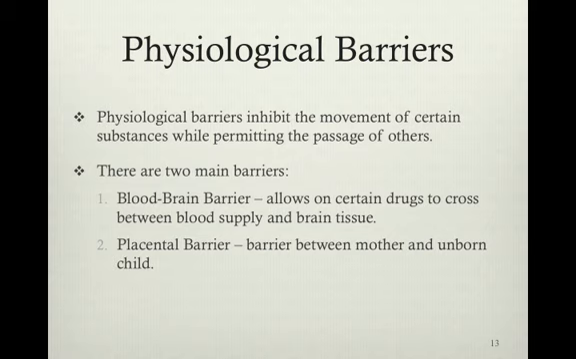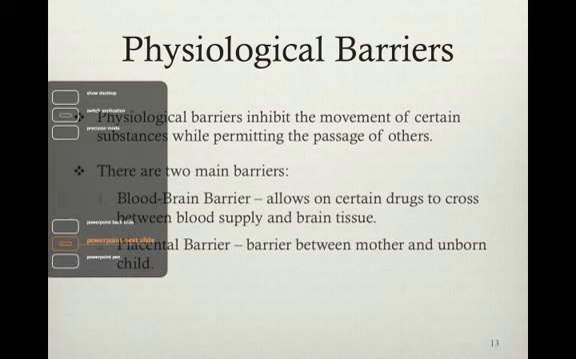Physiological barriers. We have two physiological barriers that we are concerned with as far as pharmacology. Physiological barriers inhibit the movement of certain substances while permitting the passage of others. There are two main barriers: the blood-brain barrier, which allows certain drugs to cross between the blood supply and the brain tissue, and the placental barrier, a barrier between the mother and the unborn child. And we worry about both of these as far as pharmacology is concerned.